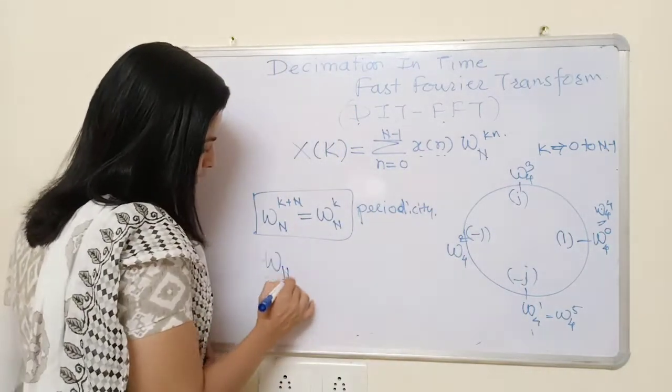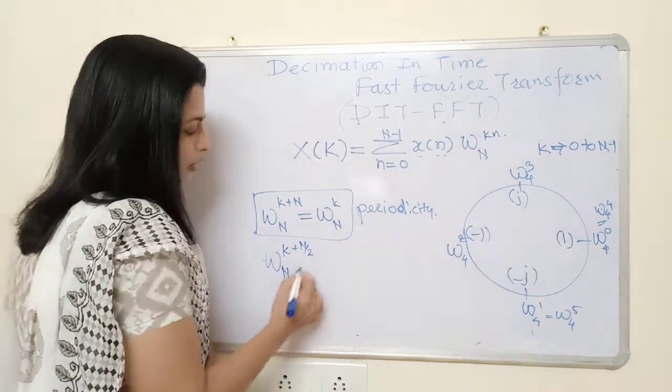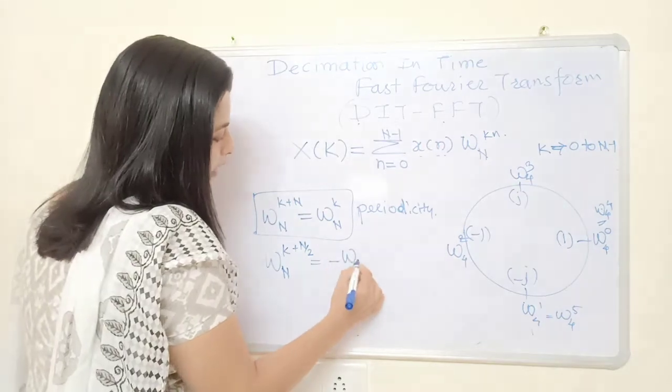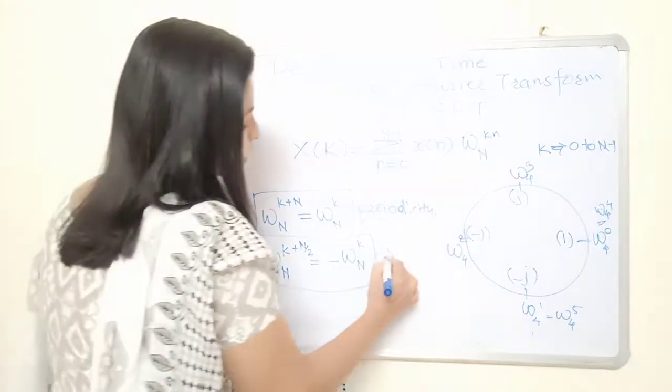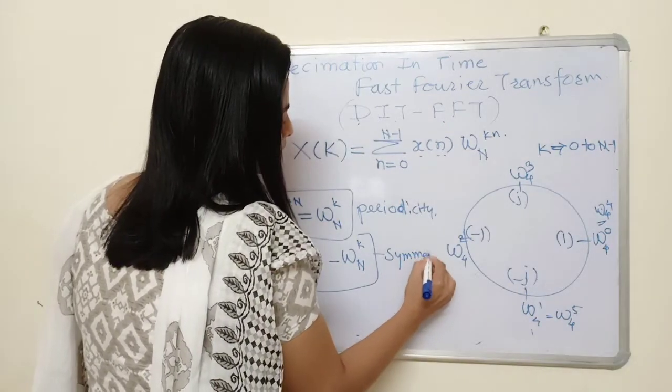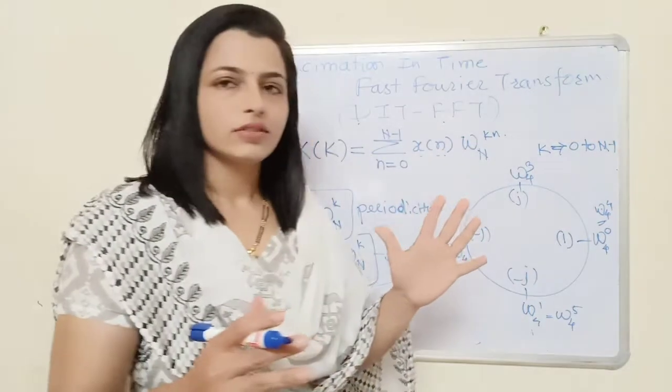So we can write this property: omega n raised to k plus half the number of points is equal to minus omega n raised to k. So this property is called the symmetry property. Okay. Now this is about the general case.